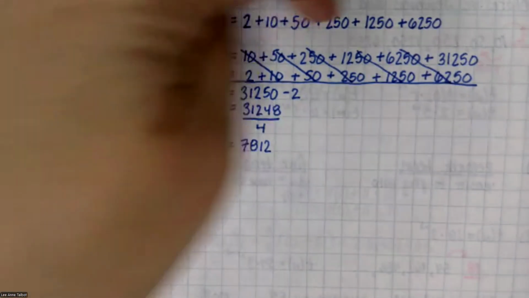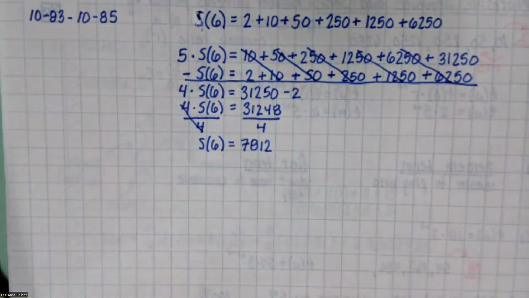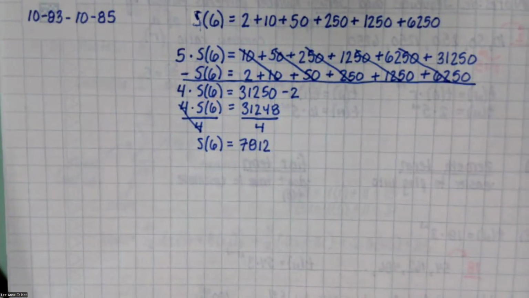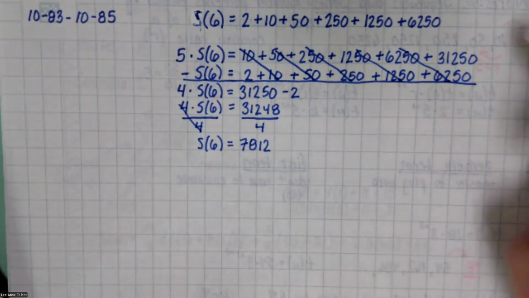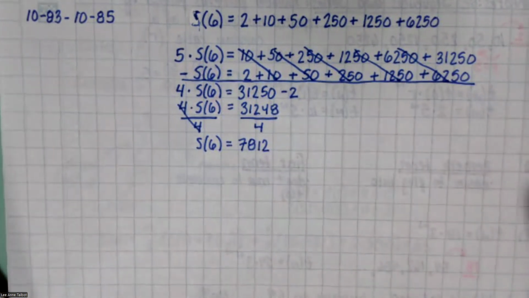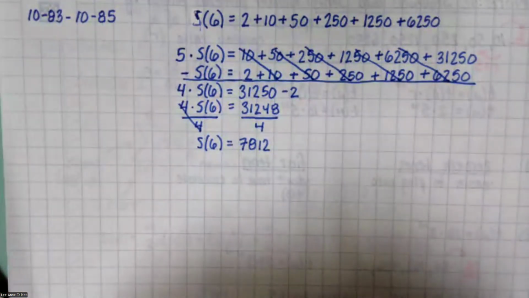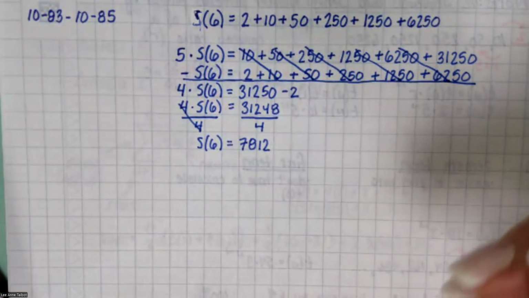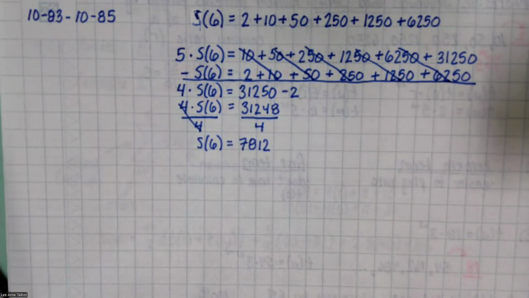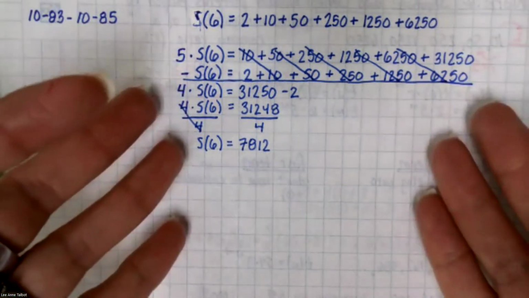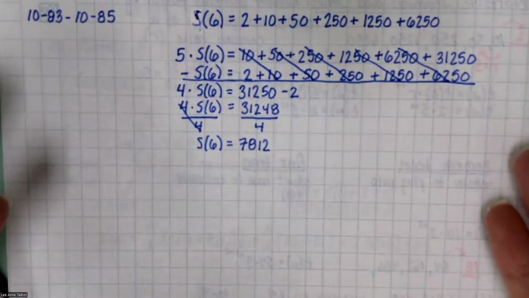So the sum of this is 7,812. Mrs. Talbot, why did you not just type 2 plus 10 plus 50 plus 250 plus 1250 plus 6250 in a calculator and get 7,812? Why did I go through this whole rigmarole? Well, what I want to do now is apply it to an abstract situation with letters in it so that I can take this and figure out the formula that works for all of them.